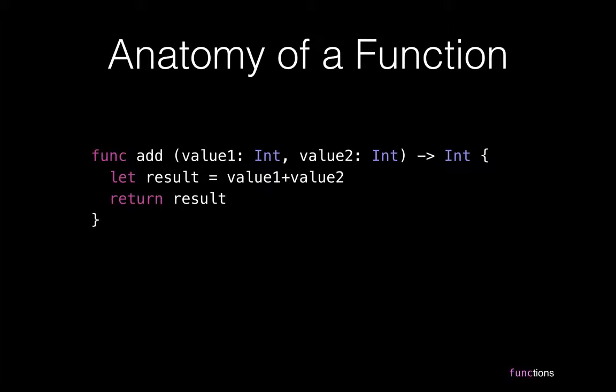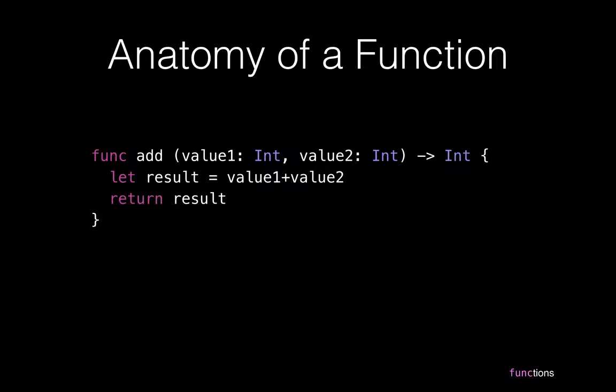Before we dive into that, we need to take a step back and understand what a function is made of. So let's take a look at the anatomy of a function. Here we have an example function. It's a very simple function that takes in two integer arguments, value 1 and value 2, and the function adds the two together, computes a result, and then returns this result.